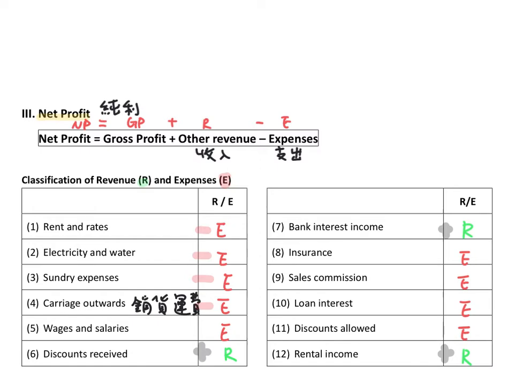And also we have two opposite items right here, the discount received and discount allowed. So for the discount received, it should be revenue, and if you allow a discount to your customers, it will be expenses. Now we'll move on to examples of how to calculate the net profit.